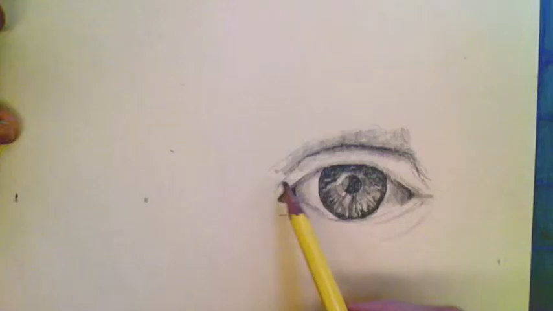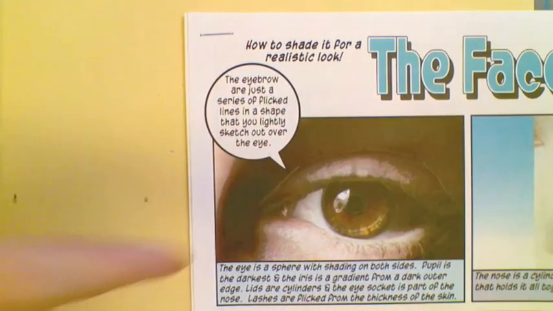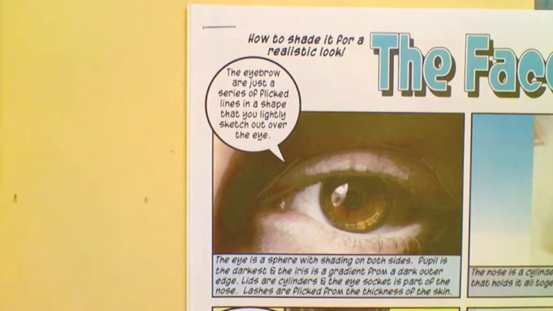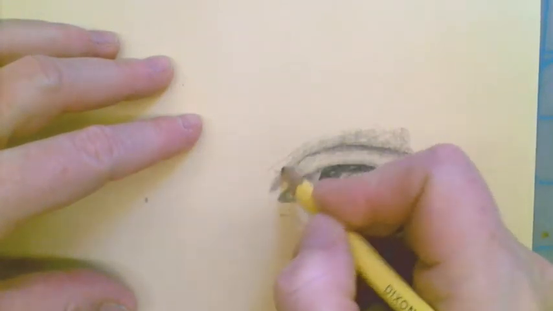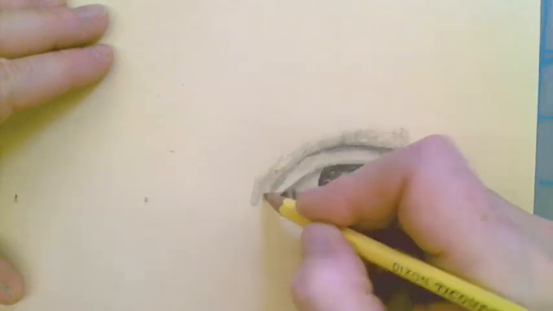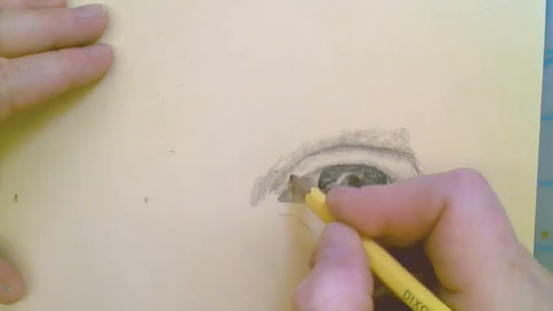And it also is a cylinder this way. That's why it's so dark in here. You can actually touch your finger in here. That's going to end up being the bridge of the nose. So I'm going to start getting dark in here. Look, this whole section is going to be dark. Even in here, it's dark.